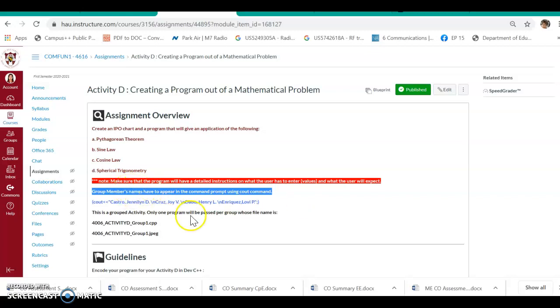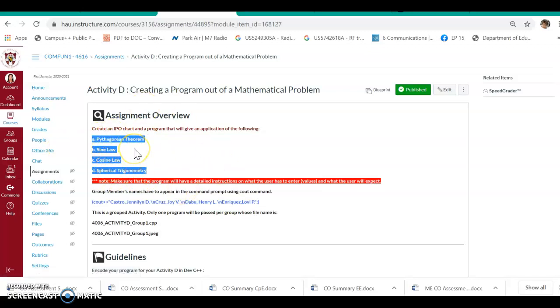Okay, so what is activity D? Activity D is you have to create a program and an IPO chart wherein you're going to give an application of these four. Ibig sabihin dapat itong apat na 'to, yung application nila mag-a-appear sa isang program. That's why it's a group activity, no? So, Pythagorean theorem, for example.